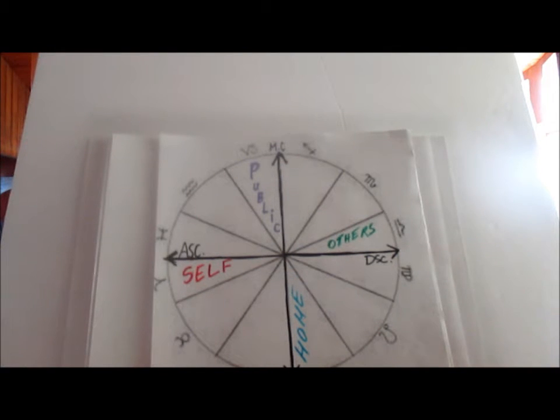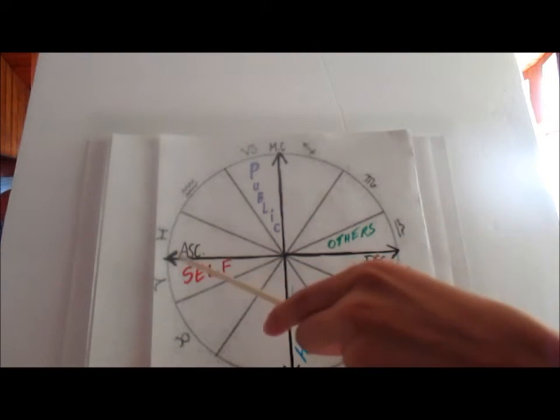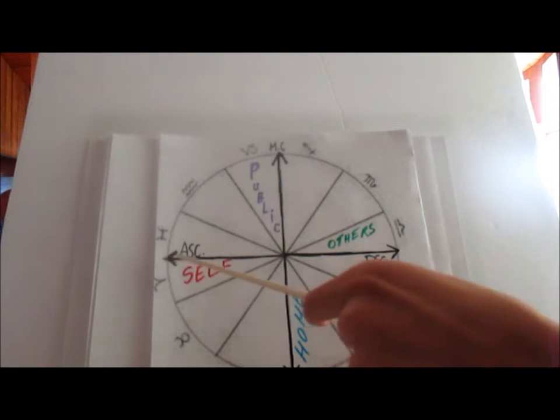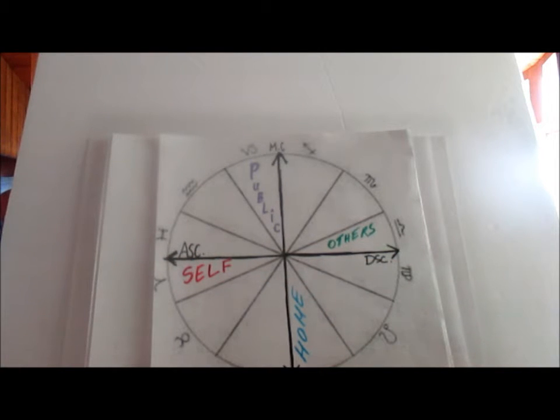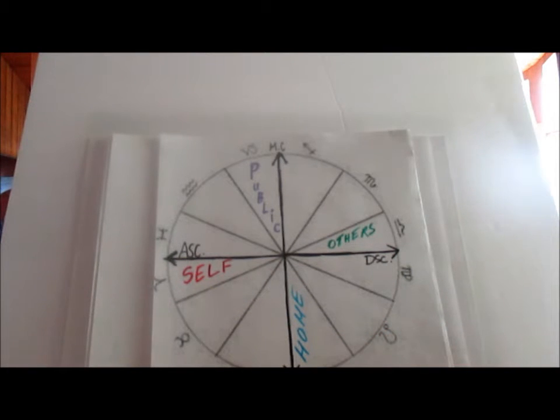The first house is the house of self. Opposite from that, the house of others and relationship with others. So the house of self, which right here, this first eastern angle, starts right on the ascendant. The ascendant is the beginning of the first house, the house of self. Opposite to that is the descendant. The descendant represents others and our relationship with others.